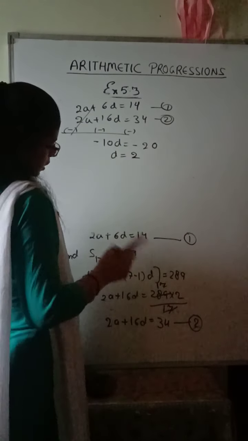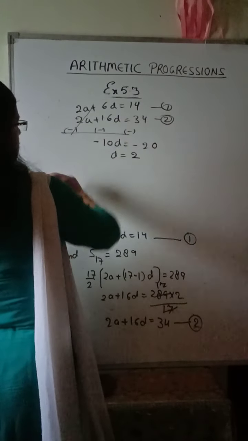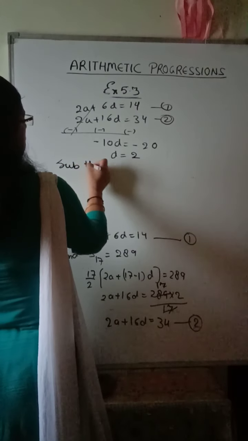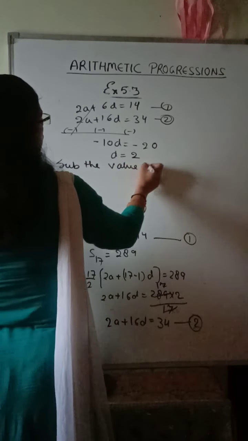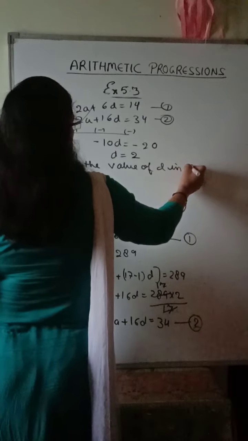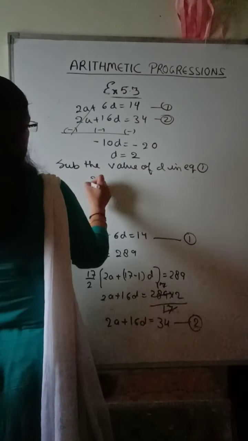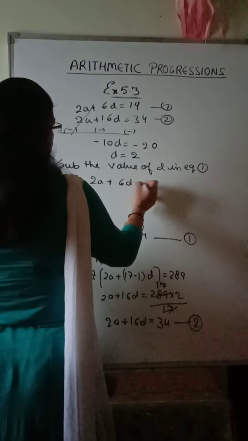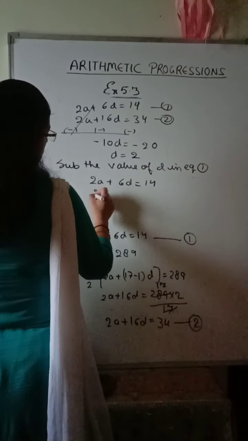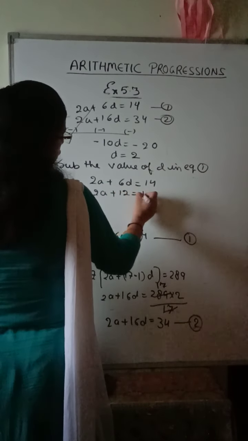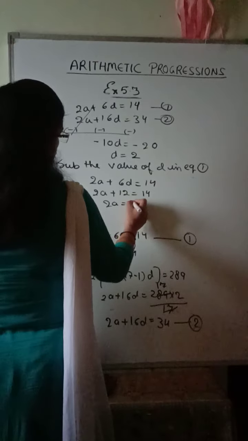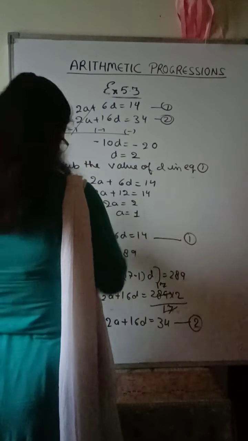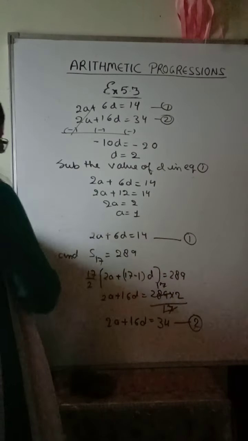ठीक है. d की वैल्यू 2 आ गई. d की वैल्यू एक इक्वेशन में सब्स्टिट्यूट कर दो. Substituting the value of d in equation 1. तो 2a plus 6d is equals to 14 होता है. तो d की जगह 2 रख दो. तो 2a plus 12 equals to 14. So 2a equals to 2, a equals to 1. ठीक है. So we got a और d की वैल्यू मिल गई.